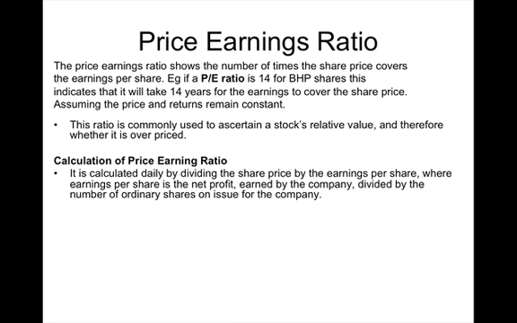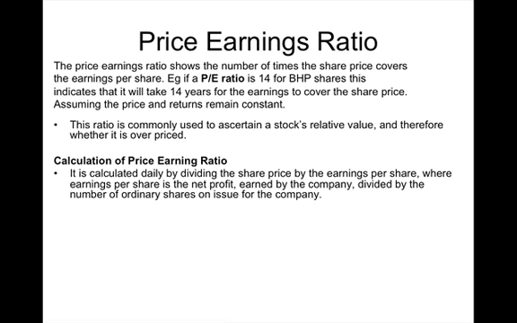The first one is the price-earnings ratio. Now this is shown in the share list every day, and basically what it does is shows the number of times that the share price covers the earnings per share. So if a PE ratio or price-earnings ratio of 14 for say BHP, what that means is it will take 14 years for the earnings from the shares to cover the share price. And this is also assuming that the share price remains constant and the returns, which is the earnings per share, is constant over this time as well.